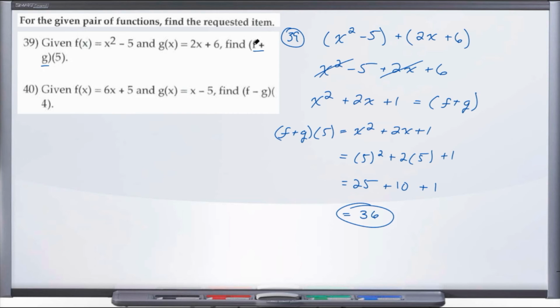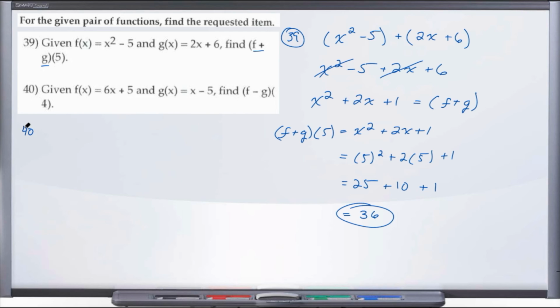So first, take the sum of your two functions, so add f and g together, and then whatever that result is, you then take the value of x that they want you to evaluate the function at and plug it in, which is what we did.